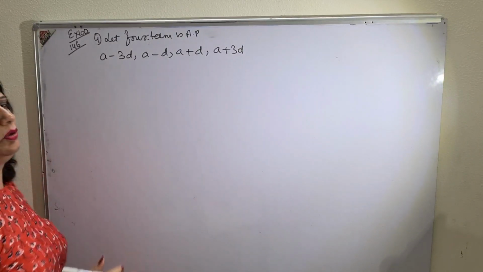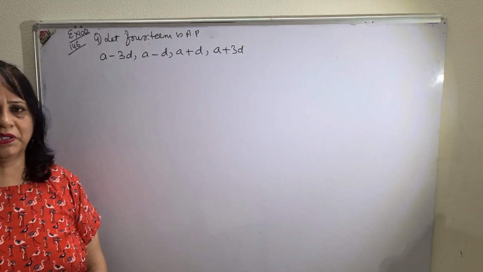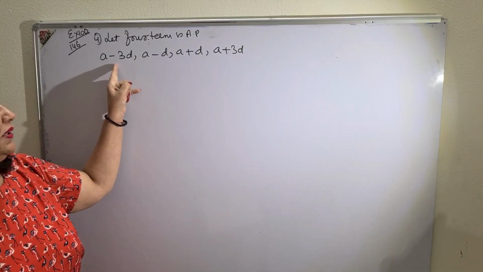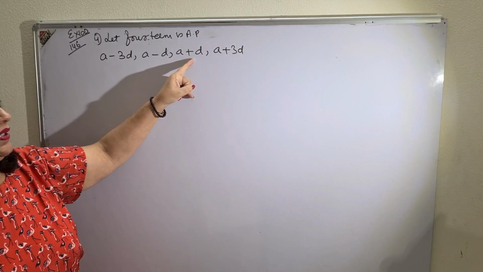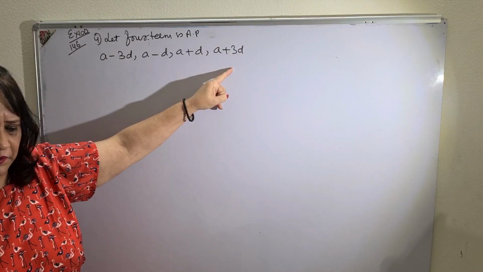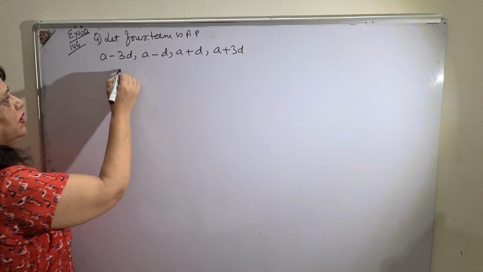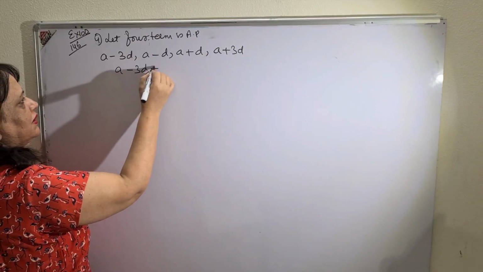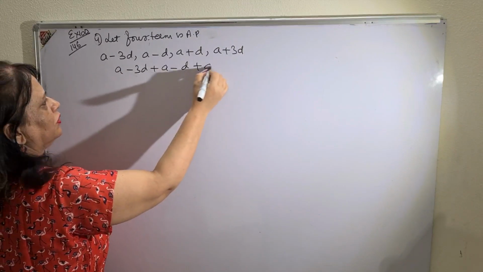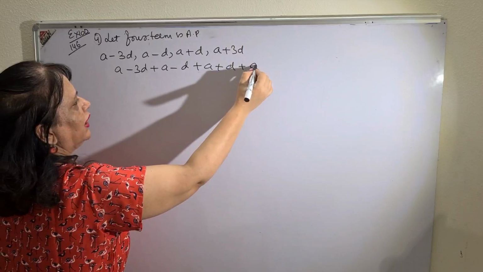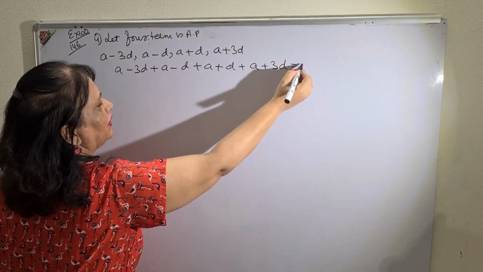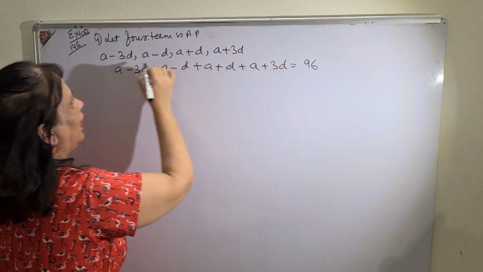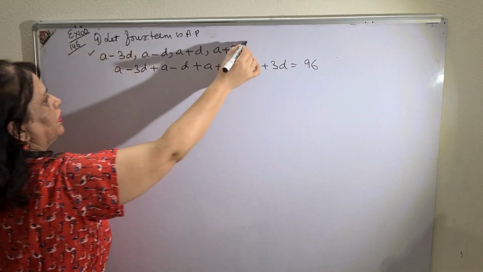So 3 terms I told you were a minus d, a and a plus d, but the 4 terms are a minus 3d, a minus d, a plus d, a plus 3d. Then the conditions. Divide 96, so the sum of all of them is 96. Then nothing else is to be done, only calculations. The main part is to suppose the 4 terms of the AP.